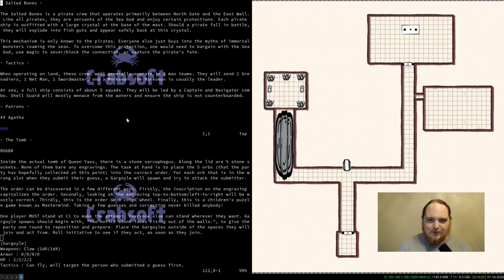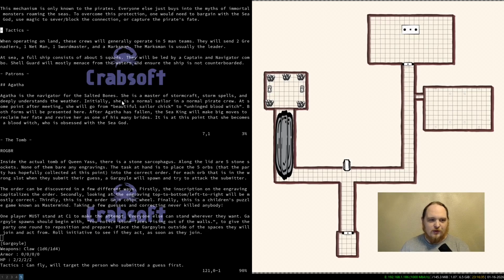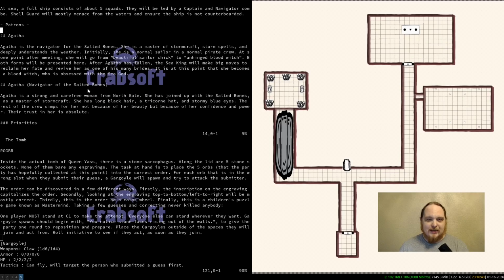But we can go deeper. So I said earlier that factions are split into patrons, elites, and grunts. Patrons are your named characters that will be recognizable. They'll take actions in the world. They kind of command everything. In the case of the Salted Bones, we're looking at Agatha. Agatha is the navigator of the Salted Bones. She's a fate weaver. She casts spells. She's got a little lore here that you should not read because it's spoilers.